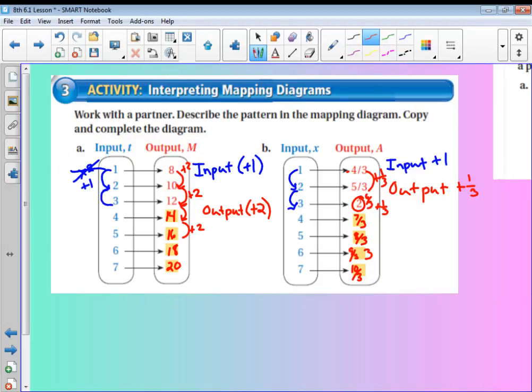Okay, so that's just working with finding the patterns. You're going to do a little bit more of that within the lesson. Good luck with this. Just remembering our inputs. When we check the patterns on an input, we're checking from one input to the next. Sometimes it's adding, sometimes it's multiplying. When you're checking your output, it's the same thing. You're going from one output to the next.